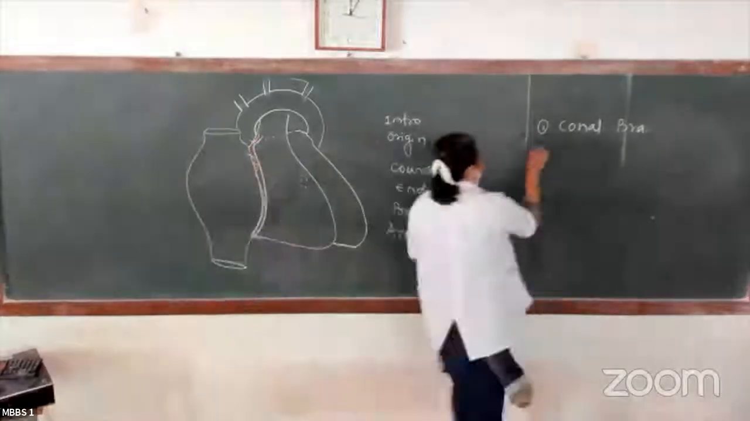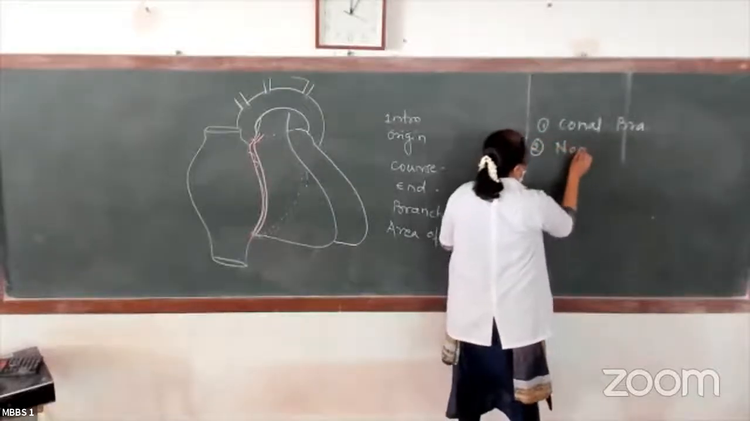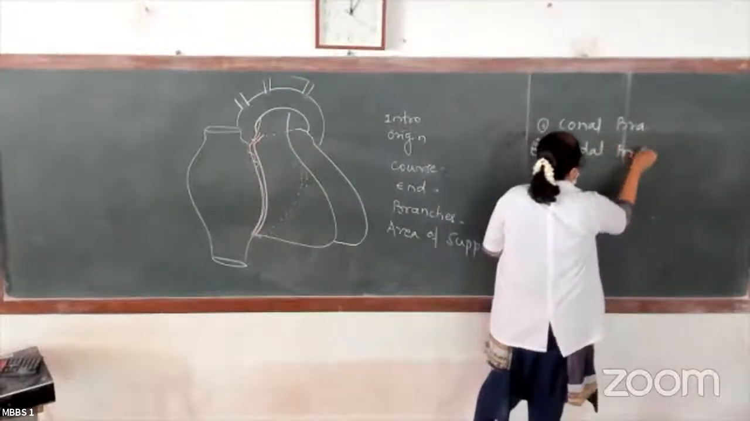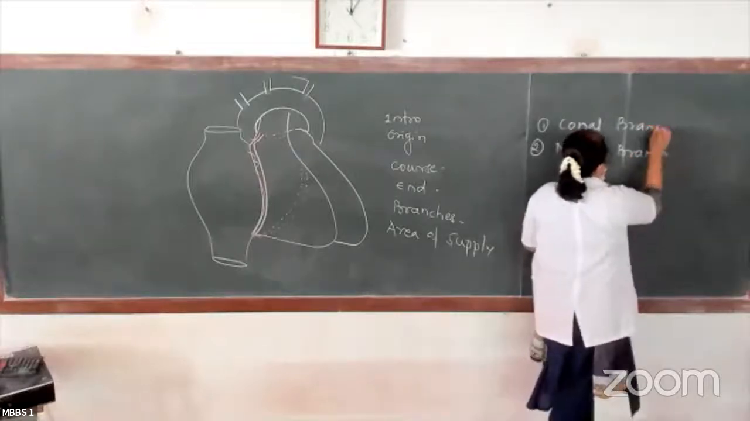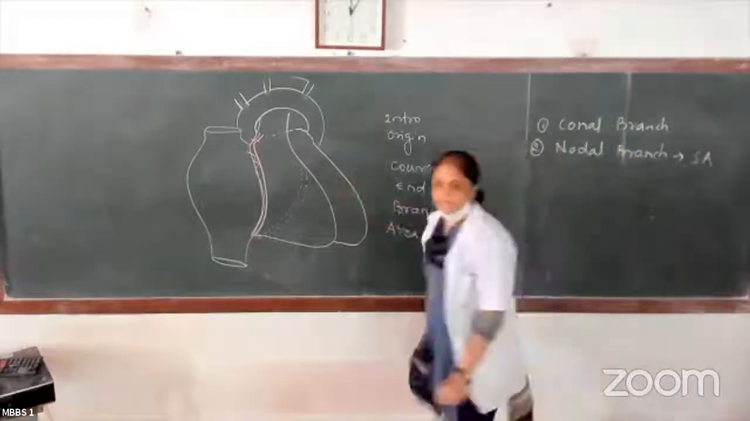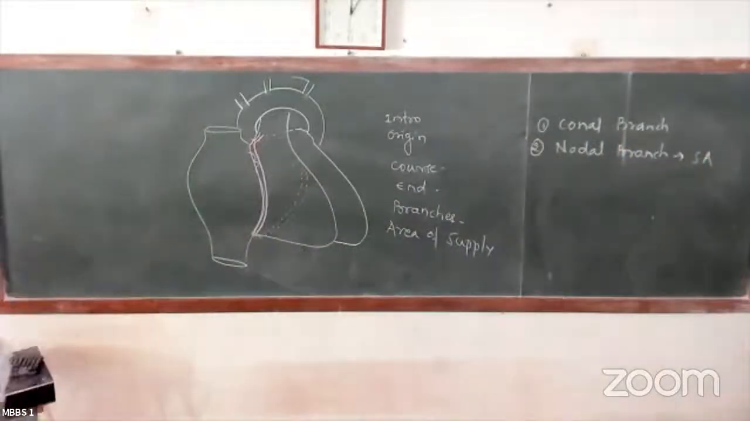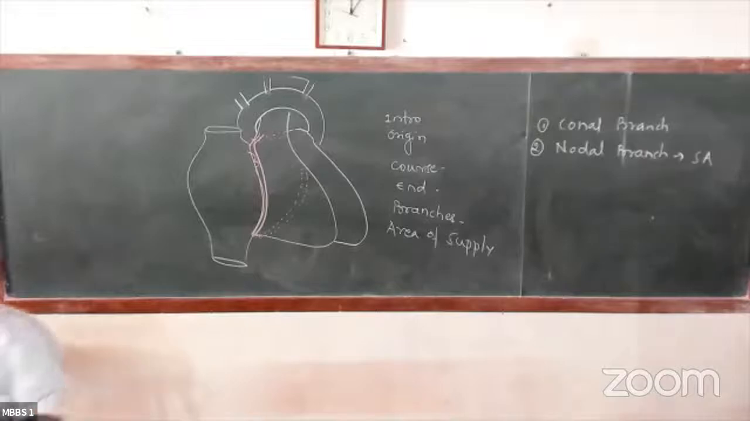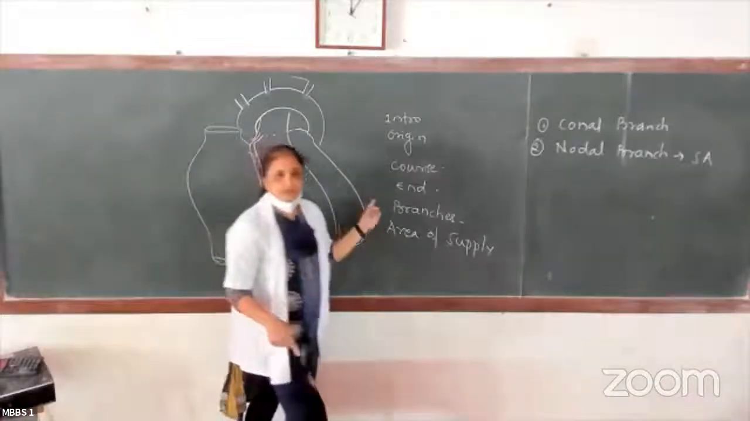The second branch given by the right coronary is called the nodal branch. This nodal branch is given to the SA node. If it is not supplied by the left coronary, the right coronary is giving one branch to the SA node, or sometimes both the arteries are giving the SA nodal branch. So we are mentioning it as a nodal branch of the right coronary.